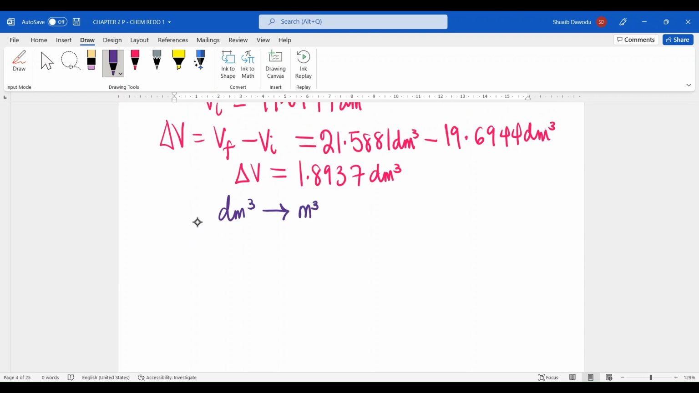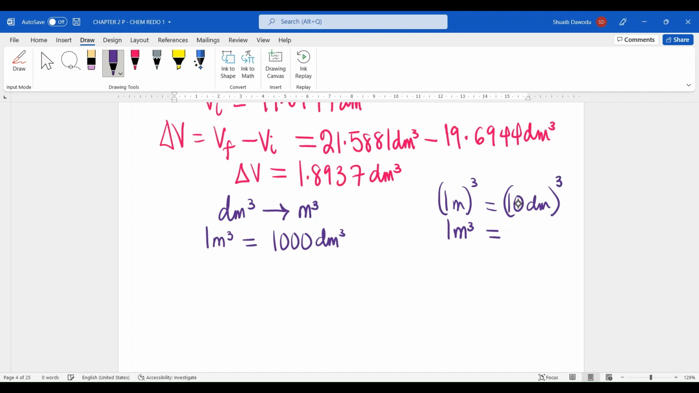So we know that 1 meter cube is equivalent to 1000 decimeter cube. The reason we know this is because 1 meter is equal to 10 decimeter. Hence, 1 meter cube, which is 1 times 1 times 1, meter times meter times meter, is equivalent to 10 times 10 times 10, that's 1000 decimeter cube. So 1 meter cube is equal to 1000 decimeter cube.